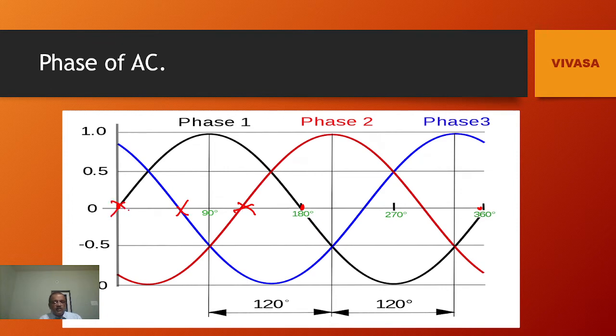Now compare phase 1 and phase 2. You will find that phase 2 starts after more than 90 degrees, while phase 3 starts less than 90 degrees. There is a phase difference, which is why they are shown as phase 1, phase 2, phase 3. You can find that phase 1 and phase 2 have a 120 degree phase difference. Now this tells about the phase and time elapsed, starting from 0 degrees.